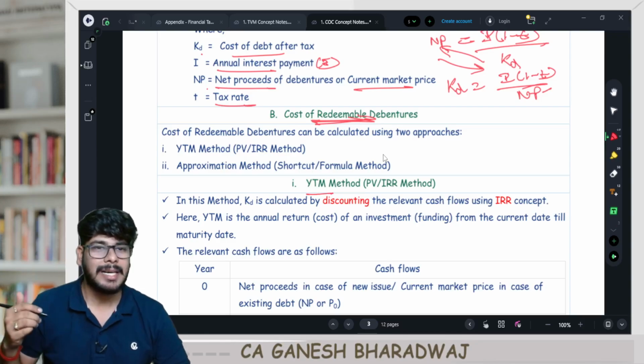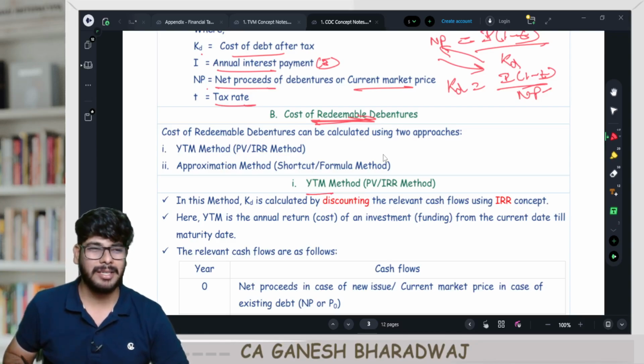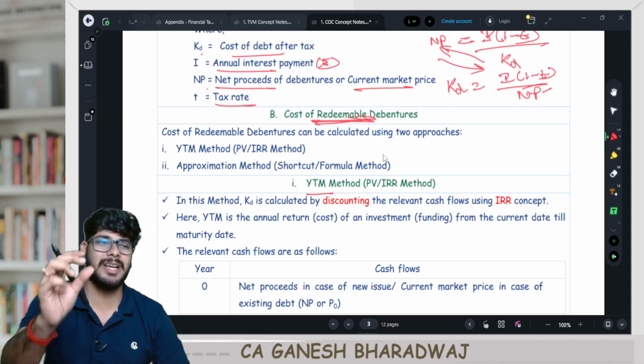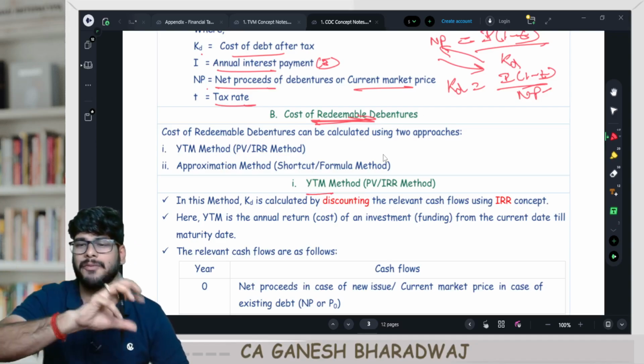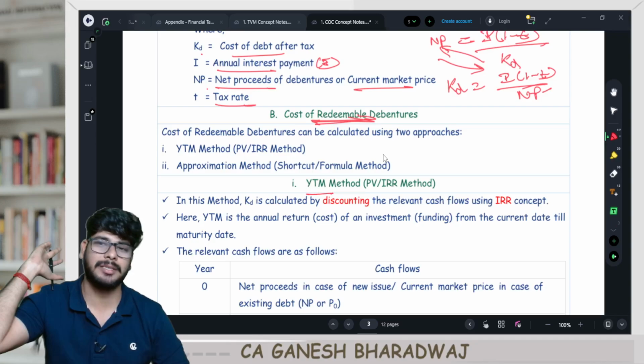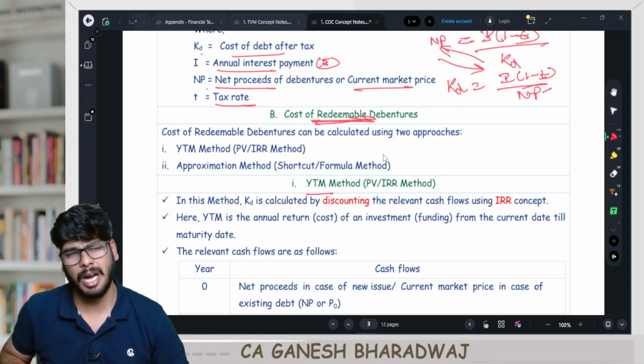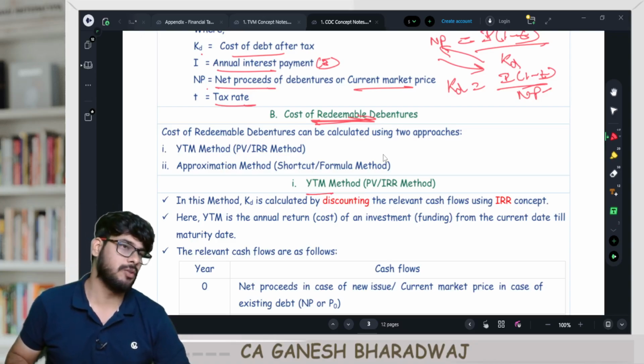The second method is called the shortcut method, also known as the formula method, also known as the approximation method. One straight away formula you apply. If you apply this formula, you will get the final answer. This is your KD, right? But that is not the exact KD. That is an approximate KD value. Are you able to understand?